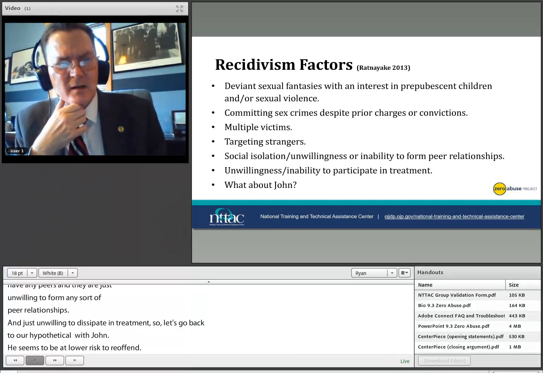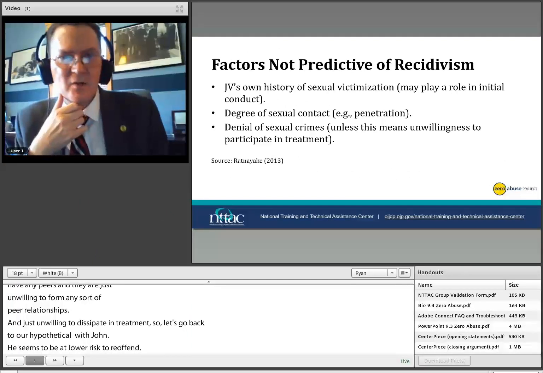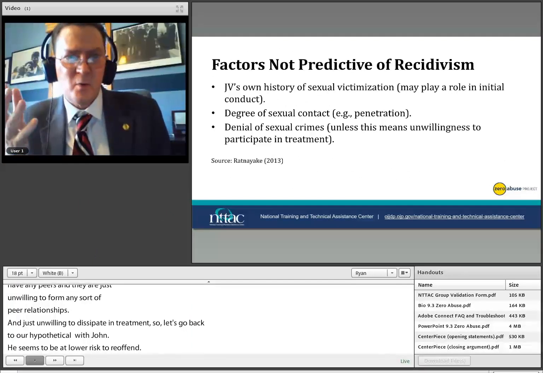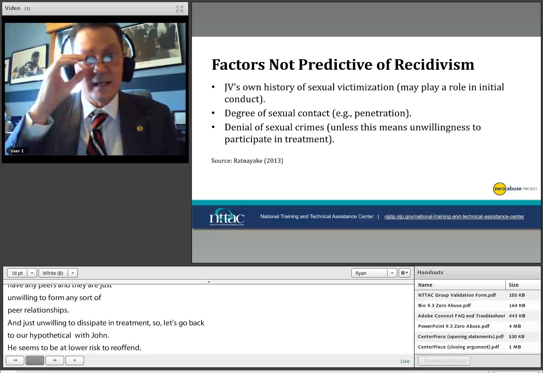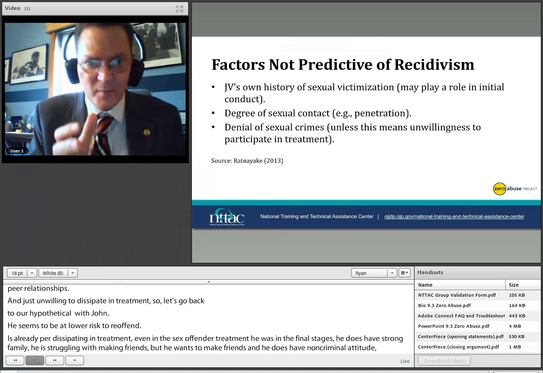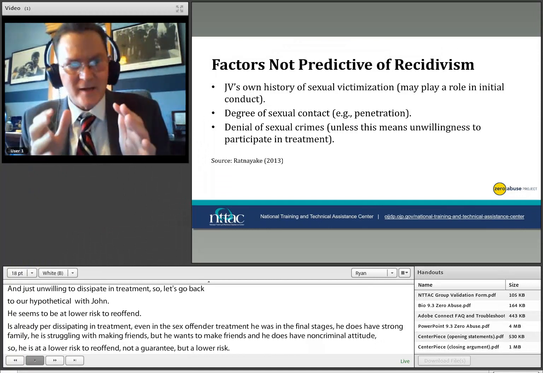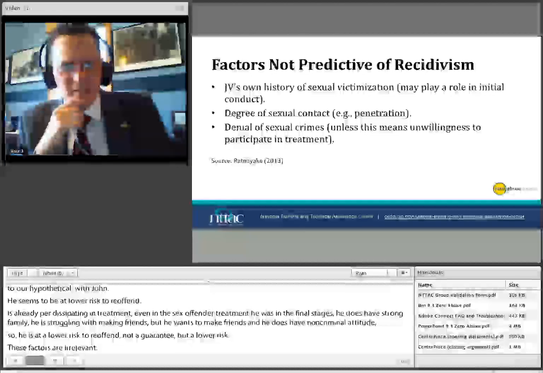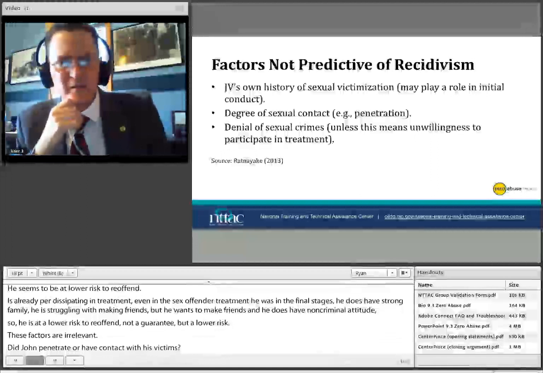They've got multiple victims. They're targeting strangers, people they barely know. They're socially isolated. They don't have any peers, and they're just unwilling to form any sort of peer relationship. And just unwilling to participate in treatment.